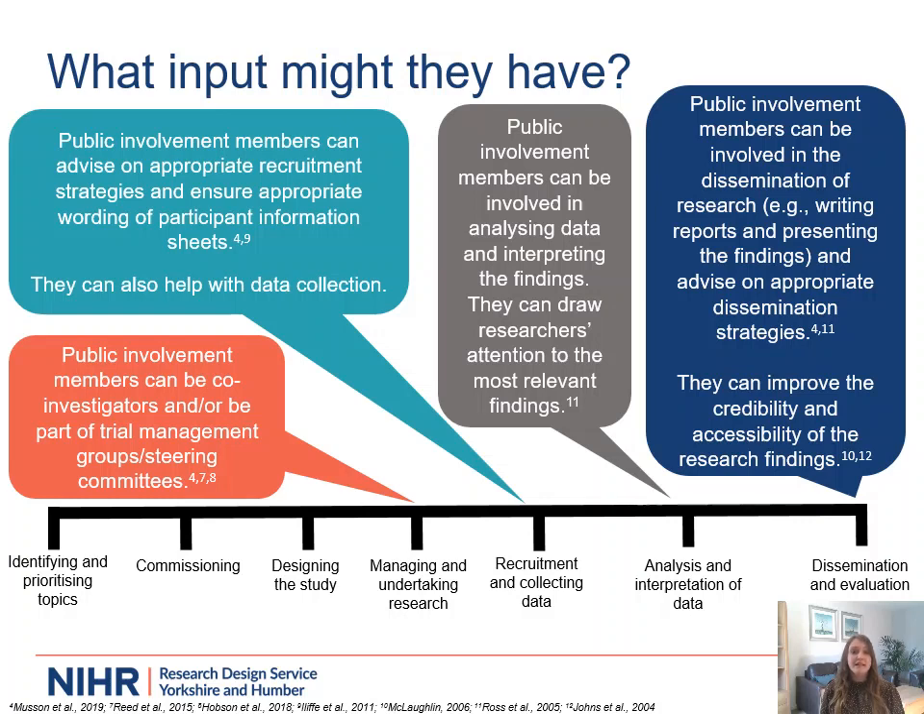Once data has been collected and analysed, members of the public can also be involved in dissemination and evaluation. They can disseminate research and advise on appropriate dissemination strategies. So in my project, which involved exploring people's experiences of public involvement, we found that members of a research advisory group helped with dissemination in a variety of ways, by engaging on social media, by presenting at conferences, and by talking about the research with people in the motor neuron disease community.